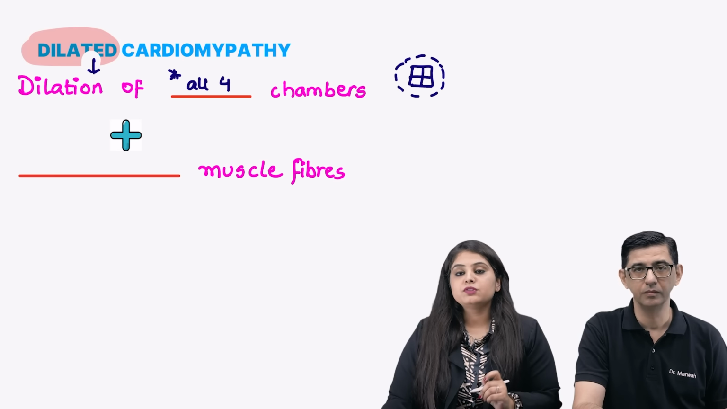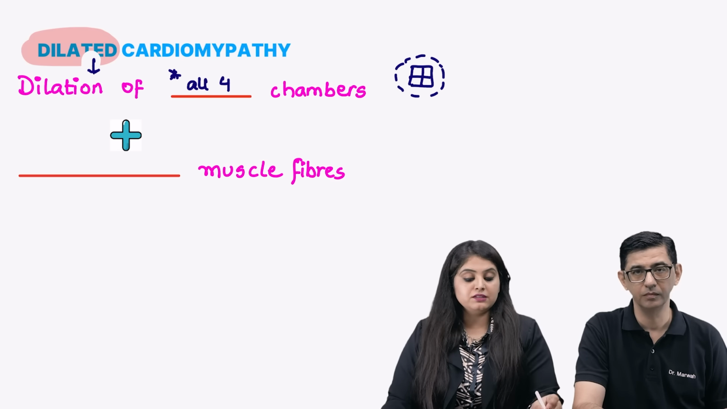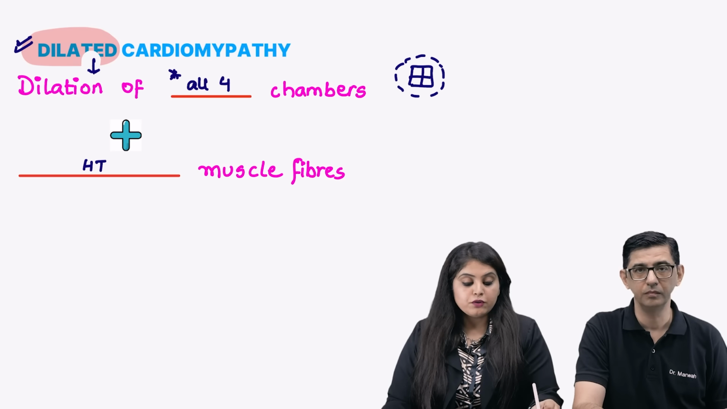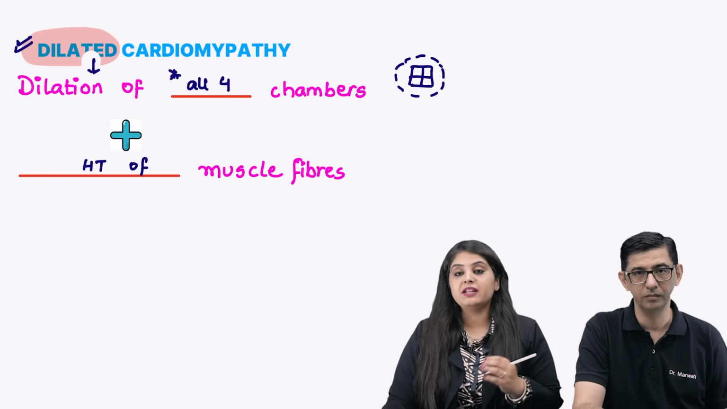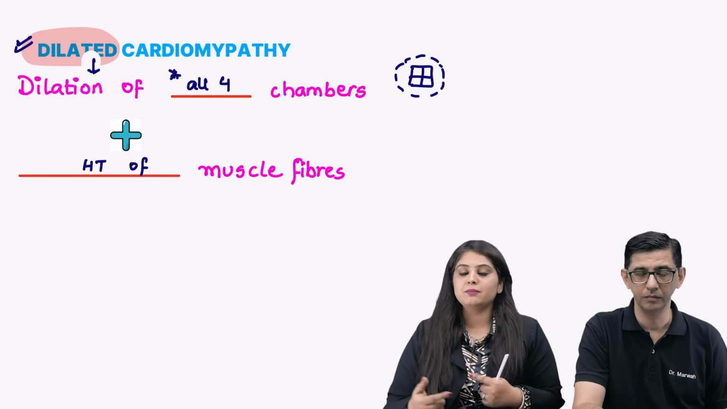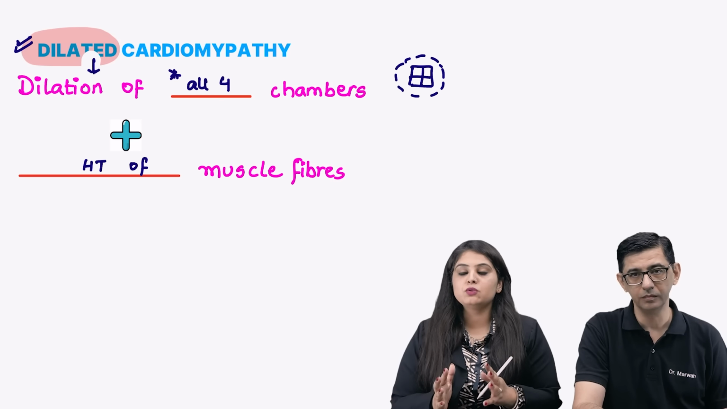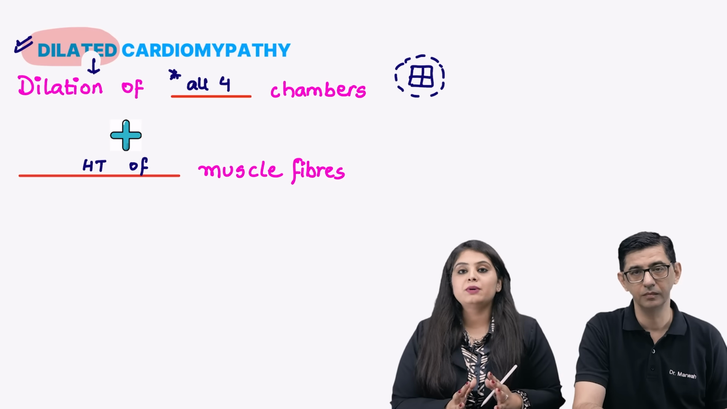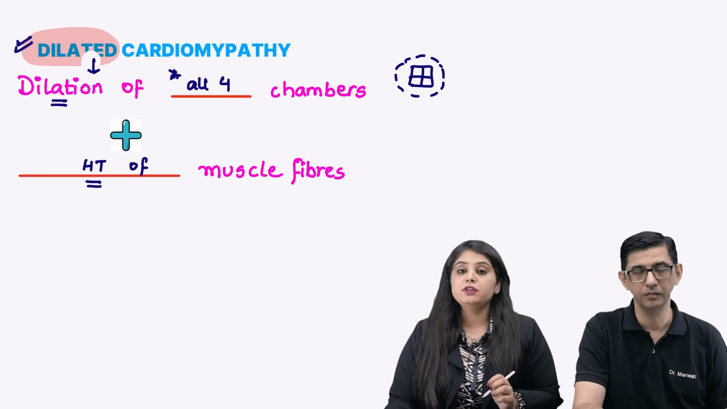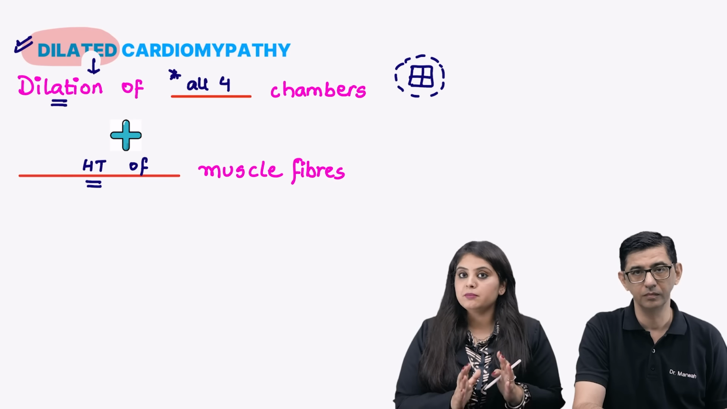But the second point which students often tend to miss out in DCM is that there is also hypertrophy of the cardiac muscle fibers. Now whenever you hear the word hypertrophy, your mind automatically jumps to HOCM or hypertrophic cardiomyopathy, and that is where you actually have to sit and read the question carefully, because if you have a combination of dilation and hypertrophy, you should actually be thinking of DCM also.